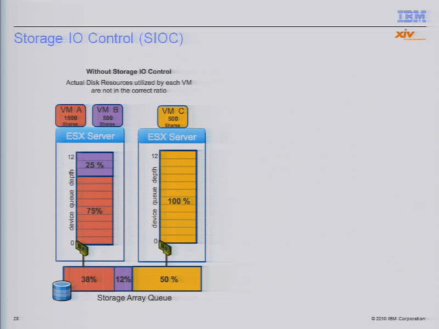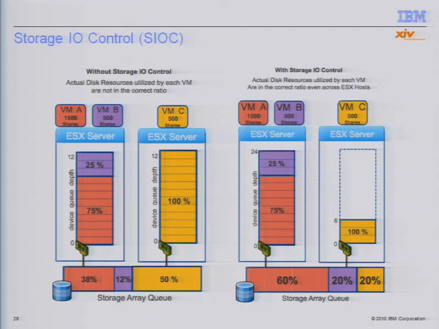Here's a more granular look at what it's doing. In this example, you have two ESX servers, and you see the ESX servers each have 50% of the queue. Even though VM-A has 1,500 shares and the other two each have 500, VM-C with only 500 shares is still getting 50% of the storage. With SIOC enabled, it balances it all out. It actually puts those shares into place, and VM-A now has the ability to have more access to the storage array.